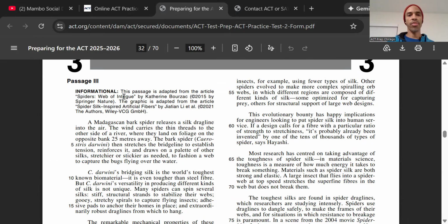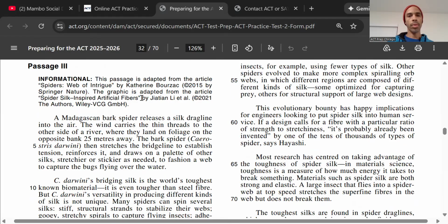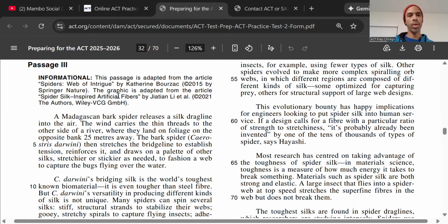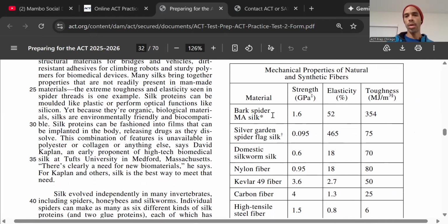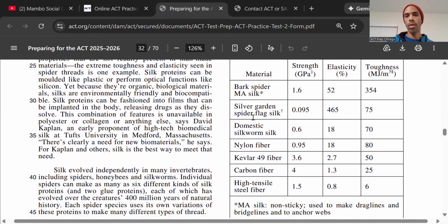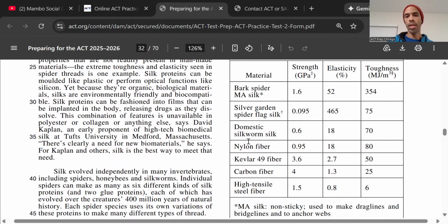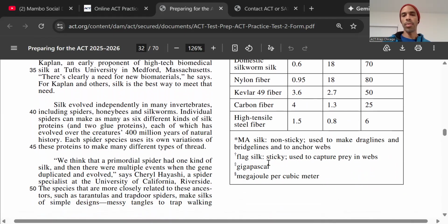This passage is adapted from the article Spiders, Web of Intrigue. So, this is going to be about spiders. Catherine Borzak, 2015 by Springer Nature. The graphic is adapted from the article Spider Silk Inspired Artificial Fibers. Mechanical properties of natural and synthetic fibers. So they're given the properties of natural and synthetic fibers. I guess bark spider, silver garden spider, silkworm silk are natural fibers, and then Kevlar, nylon, carbon might be synthetic fibers. I'm just guessing, but anyway, this is the graphic.